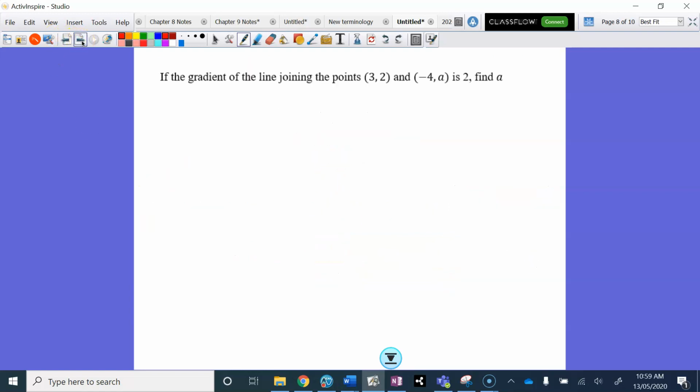Another type of question I could get, it's a little bit harder again, is if I know the gradient and I know one of the points and I sort of know half of the other point. So if the gradient of the line joining the 2 points (3, 2) and (4, a), so I don't know what that number is, is 2, find a. So knowing my formula for finding gradient could help me to solve this equation.